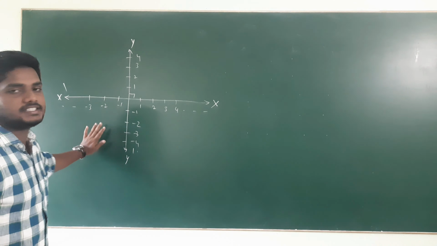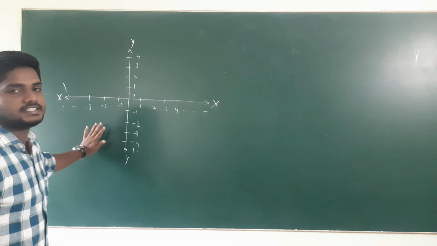On a two-dimensional plane, this is x dash, y dash, this is y, and this is x. This point is 0, 0. By using an equation, how can we draw a straight line? It will be like this or like this or like this. How can we draw it? We need to draw a table. The first row represents x values, the second row represents y values.